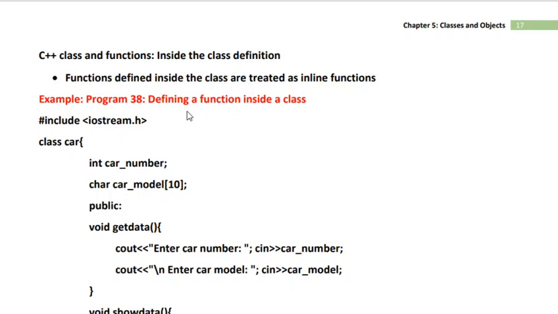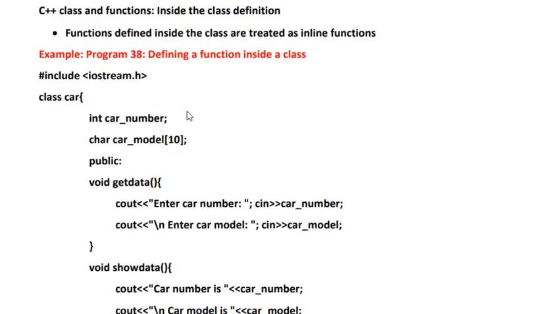Here we have elaborated on defining a function inside the class with the help of an example. We have a class car, and the members of the class car are car number and car model. Car number is an integer value, and car model is a character array. These two data members are private by virtue of the class, by default.